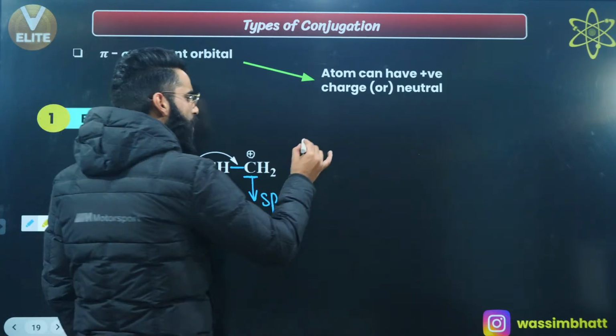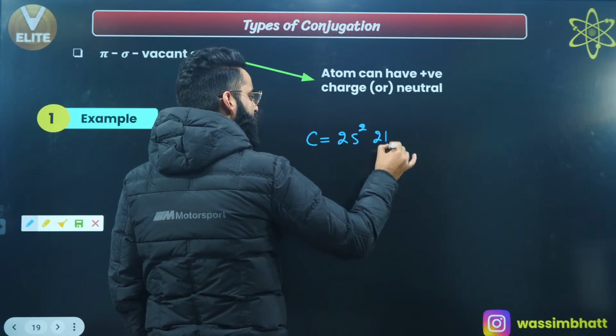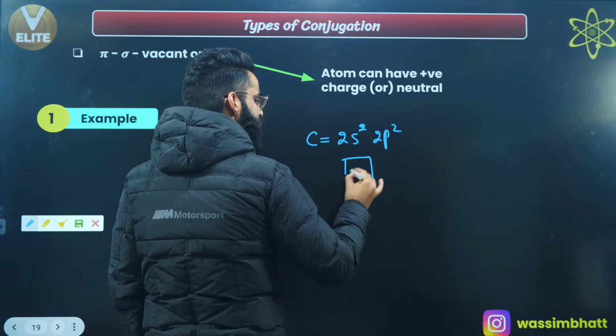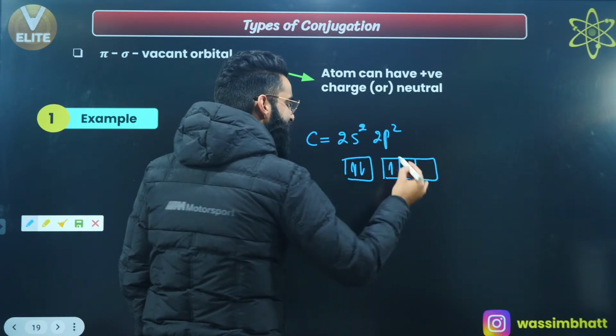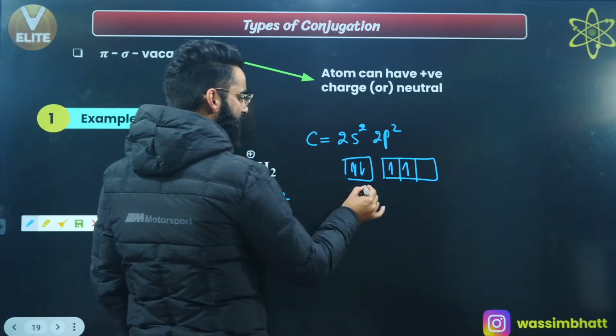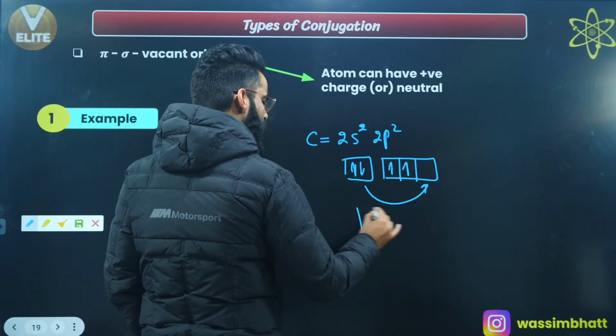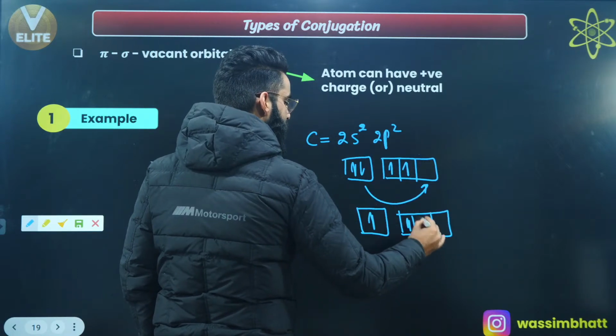Now, if I talk about the outermost configuration of carbon, it's going to be 2s2, 2p2. I hope you know this, 2s2, 2p2, correct? This is the outermost configuration of carbon, the ground state. Now, what is going to be the excited state of the carbon? One electron is going to enter here, so there's one electron with this, and there are 3 electrons over here, correct?